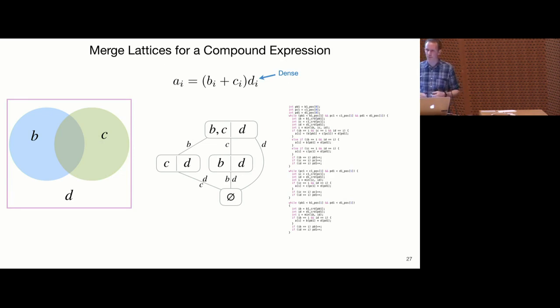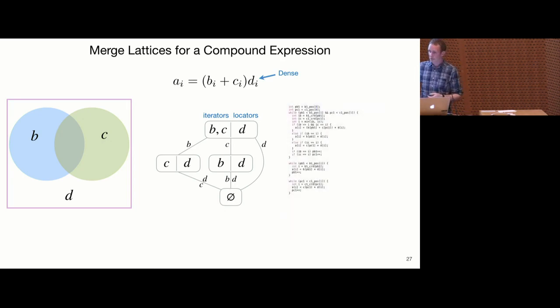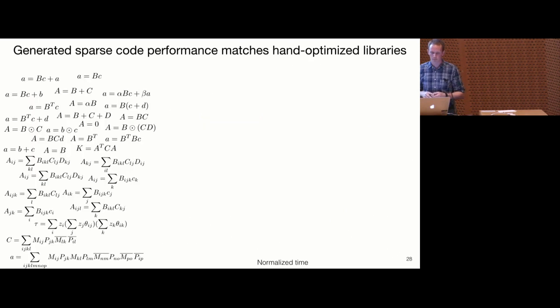And you can generate these mixes for any expression. So we call the left side iterators, and we call the right side locators. So we iterate over the iterators and pick values out of the locators. And that gives us a simpler piece of code that will run faster. So that's the merge lattice construction. So that's it. That's how you generate code for all of these intersections and unions.